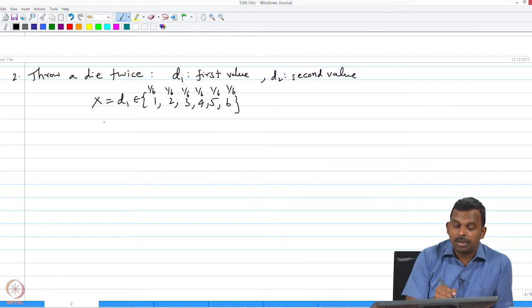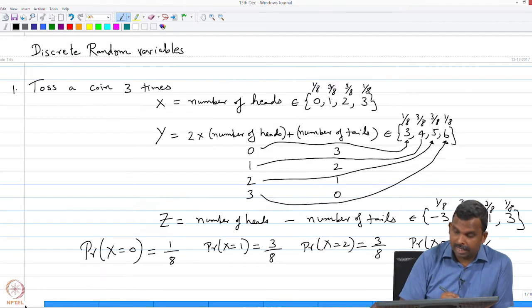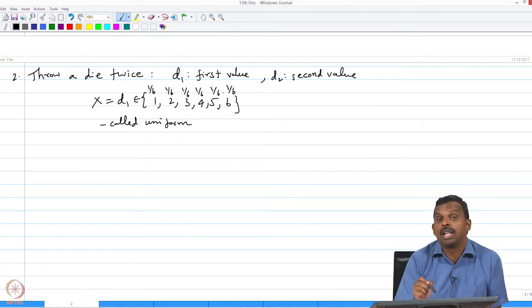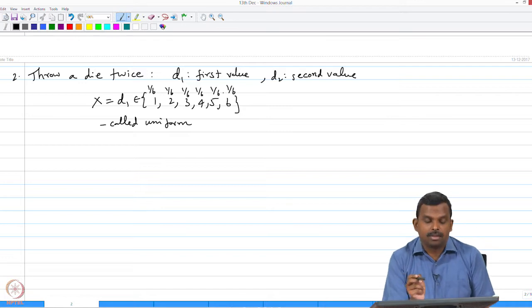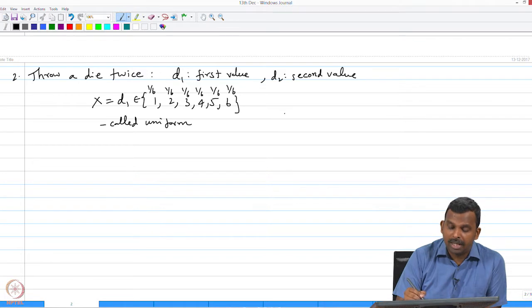So, such random variables are called uniform. Okay, you can contrast with the previous case. In the previous case, our random variables were not uniform. Okay, they could take 4 values and the probability with which they took these values are different. But here you have this random variable which takes 6 values and the probability that it takes any one value, they are all equal, 1 by 6. If you have a case like that, it is called uniform. Okay. Now, I can define slightly more complicated random variables.